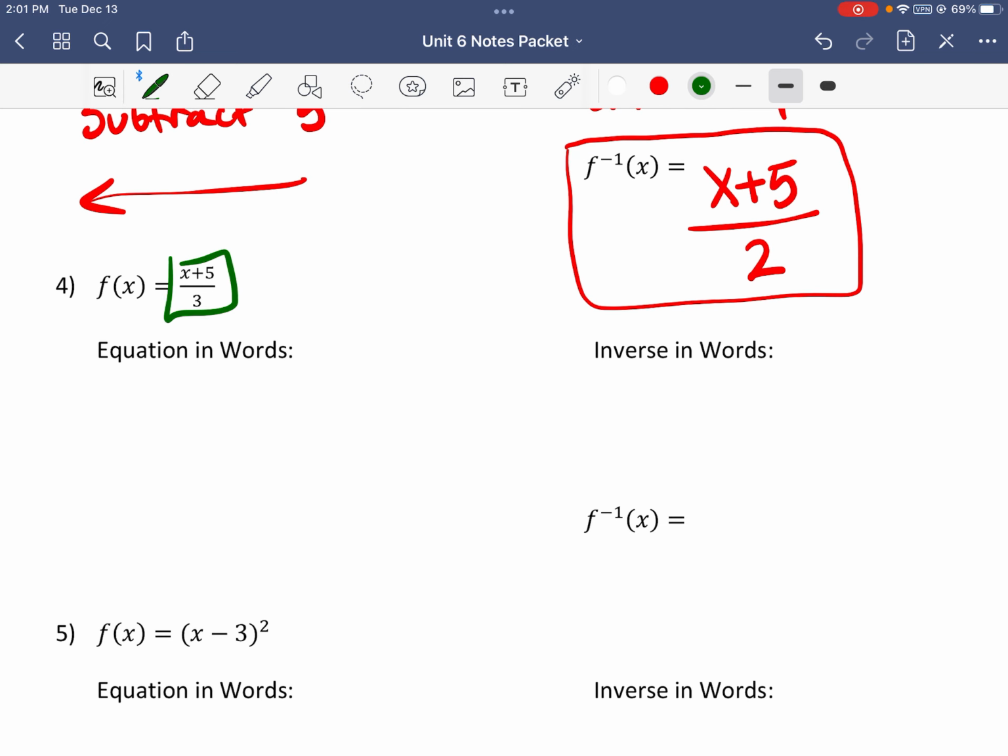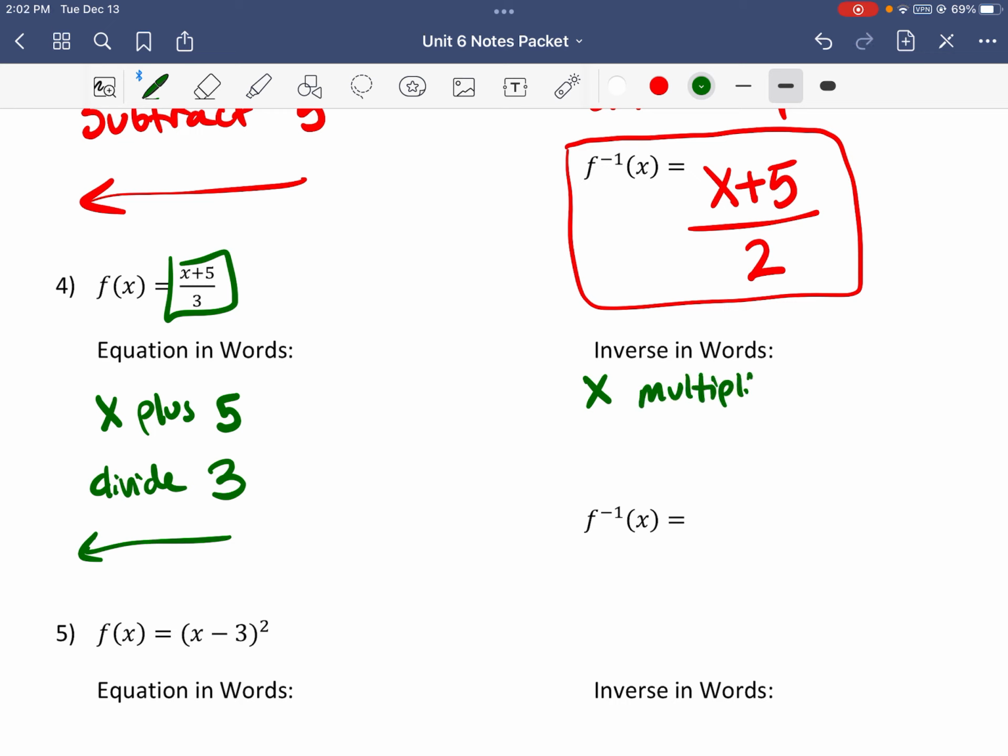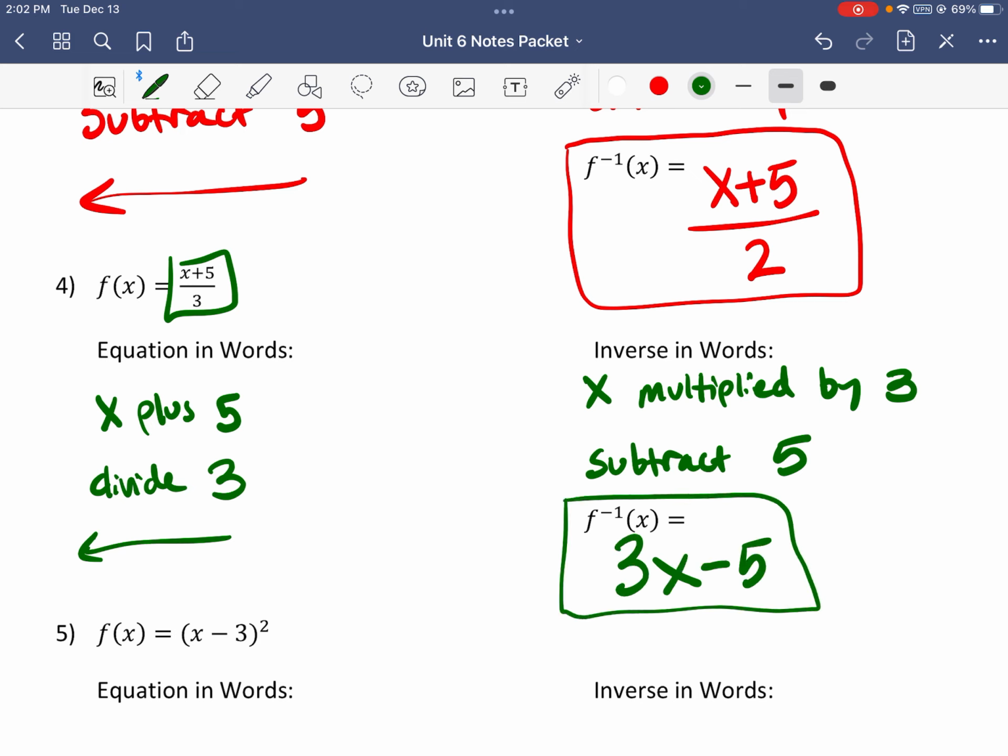Okay, let's get a little bit more complicated with multiple operations. This one we'd say x plus 5 divide 3. Okay, let's say this backwards. We're going to say x minus, nope, I screwed up. X multiply by 3, then subtract 5. So we're going to say an x being multiplied by a 3 minus 5. That right there would be our inverse.